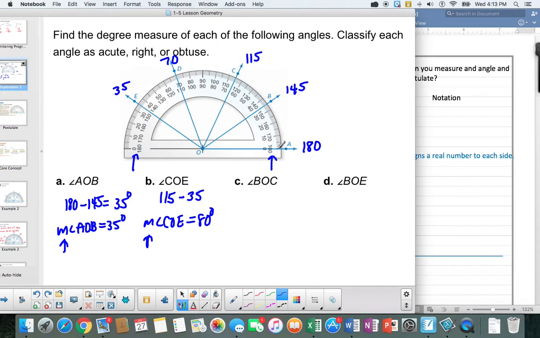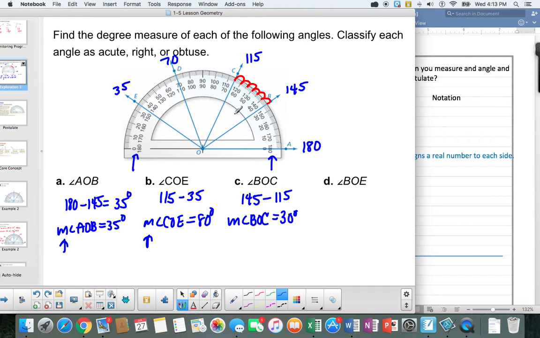Okay, BOC. B is 145, and C is 115. And it looks like the measure of angle BOC will be equal to 30 degrees. Now let's take a minute and see if we can't do this another way. BOC. Okay, so you can see that this is 5 degrees. So 5, that's 5, 10, 15, 20, 25, 30. So you can see we have 6 intervals of 5, and we got the 30.